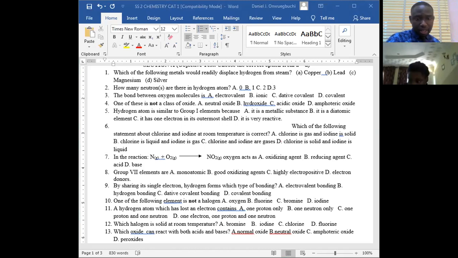In the reaction, NO2 acts as dash. In the reaction, oxygen acts as what? Not NO2. Now, when we talk about oxidation and reduction, oxidation is the addition of oxygen. Reduction is the removal of oxygen.